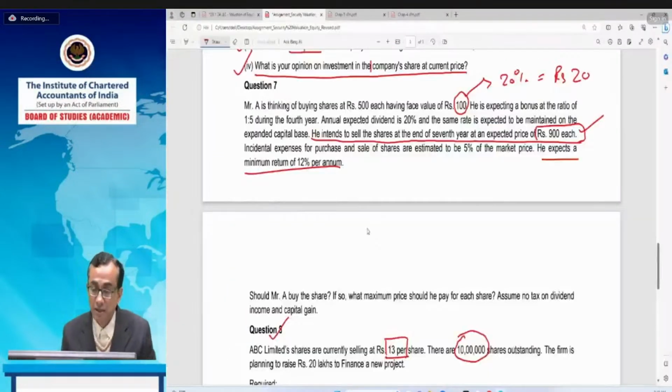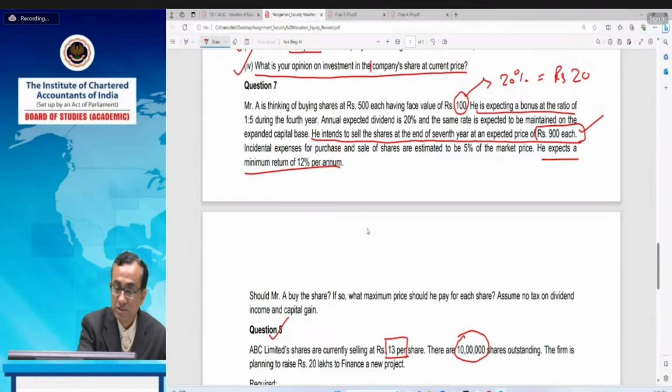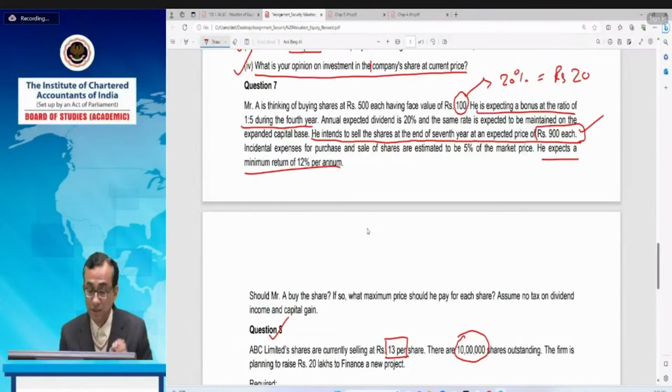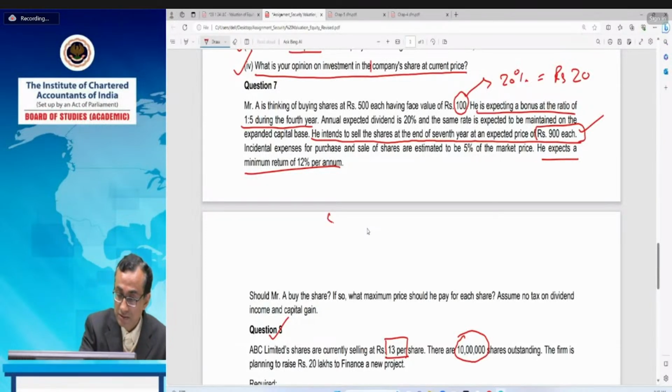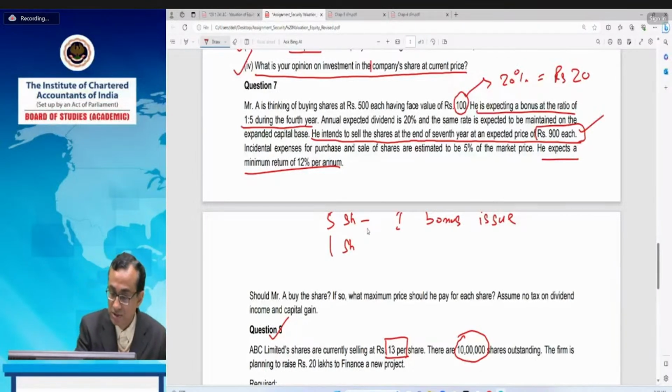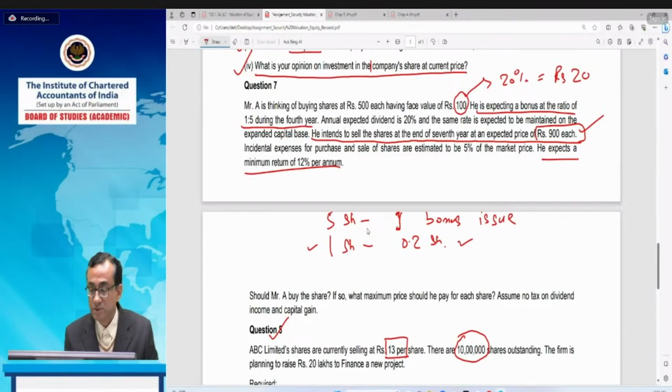But again, just go through the question carefully, that here it is important also. He is expecting a bonus at the ratio of 1:5 during the fourth year. In the fourth year, there will be a bonus issue, 1:5. Means for every 5 shares, one bonus share will be issued. So we are calculating on the basis of one share only. For one share, 0.2 shares will be issued.